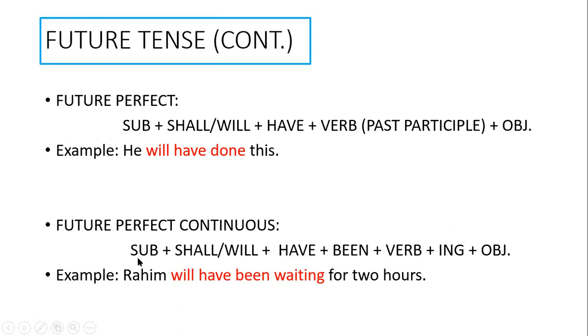Future perfect continuous tense. In future perfect continuous tense, we have to use subject plus shall or will plus have plus been plus verb with an ing plus object. For example, Rohim will have been waiting for 2 hours. So with this, we have completed our structures of the tense.